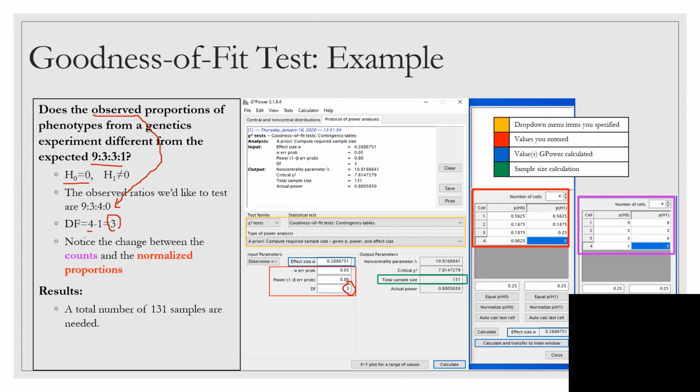Then going into our determine, since these are counts, we'll add in our null 9 to 3 to 3 to 1, and then our observed 9 to 3 to 4 to 0. We normalize them by hitting this and this; notice how there's a change from counts to proportions. Then we can calculate, get our effect size, for a total sample size of 131 samples.